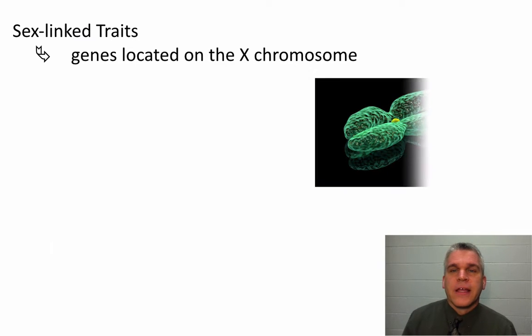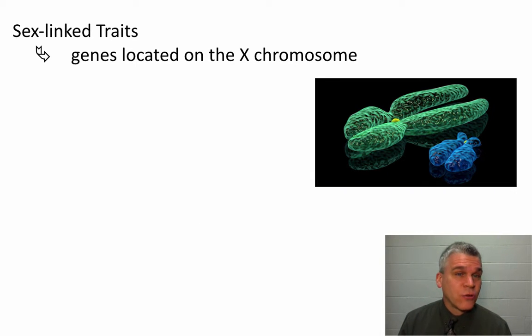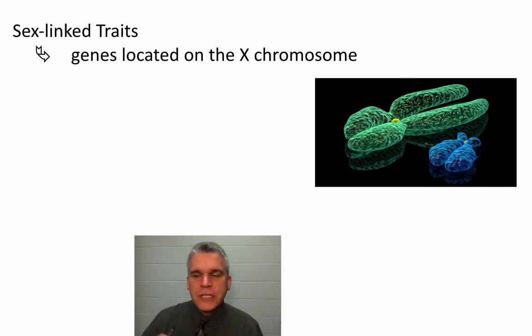So a couple things. The X and the Y are known as the sex chromosomes. If you take a look, the green chromosome is the X, the blue one is the Y. They don't look anything alike. In fact, they have a totally different set of genes on them.